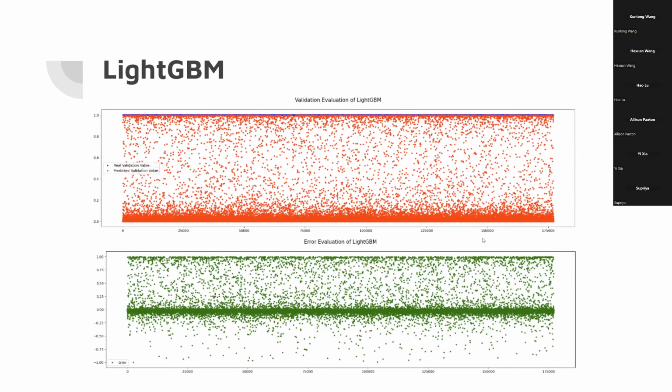We also showed the validation, evaluation, and error evaluation. In the top graph, the real validation values are the blue dots. You can kind of see them at the top a little bit. The red dots are the predicted validation values. Then the green dots in the bottom graph are the error. As you can see, there's a higher density of prediction values at 0 and 1, which are the true values, and the highest density of the error points is close to 0. Next slide.